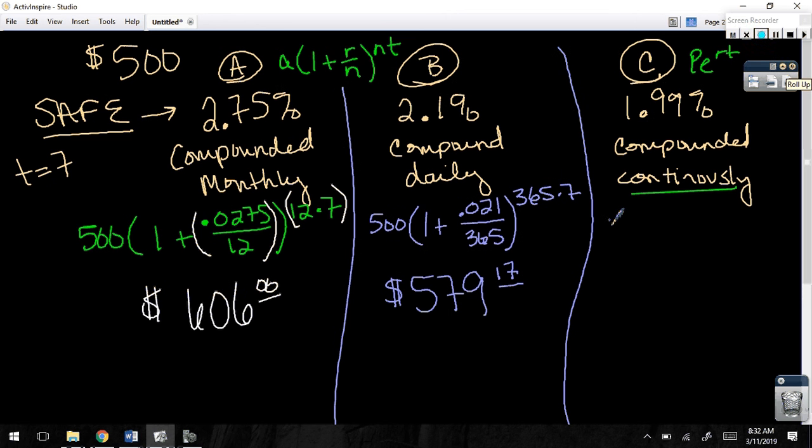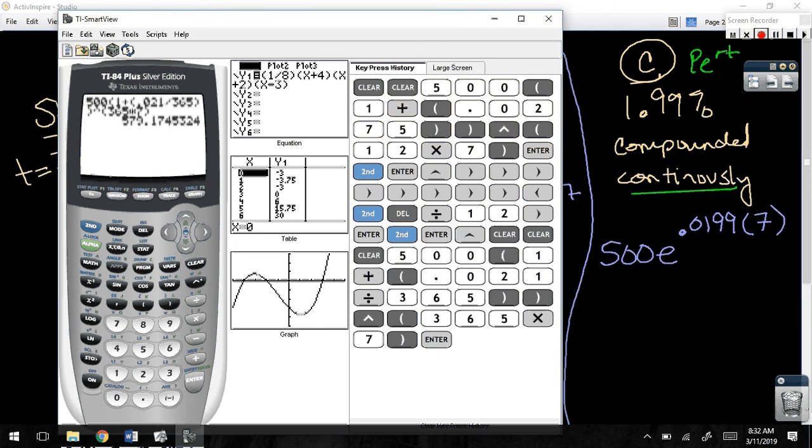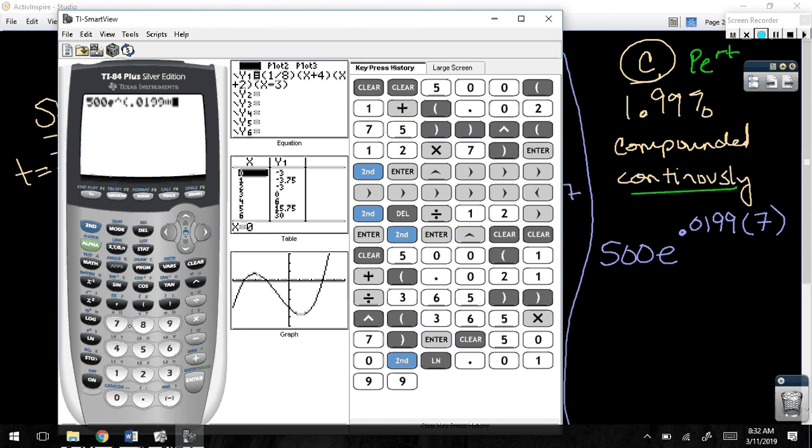Yep, and that's good. All right, so my initial amount is still 500 e to the r, which is 0.0199 times t, which is 7. I tried to skip the ones that were these. It's a ratio. Wait, is the E raised? Yep, the e is raised to that. Make sure it's in parentheses. I get 574.73.